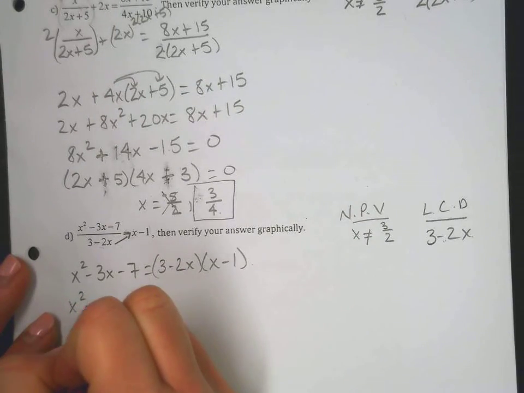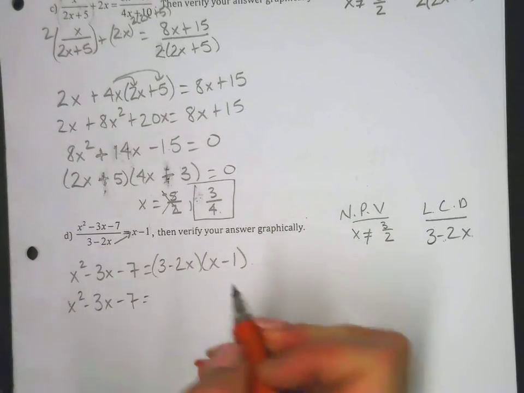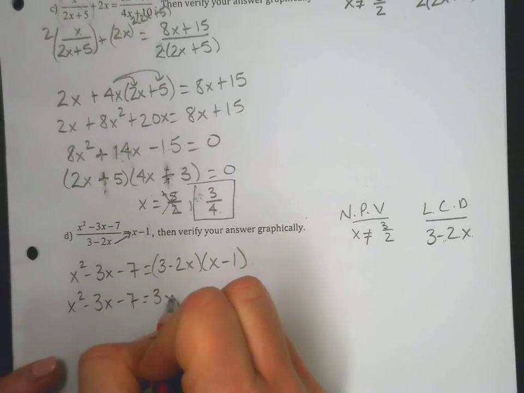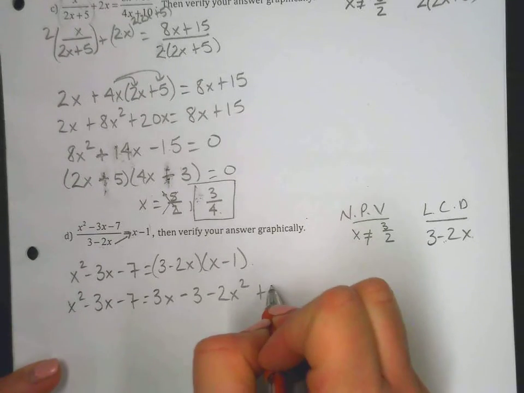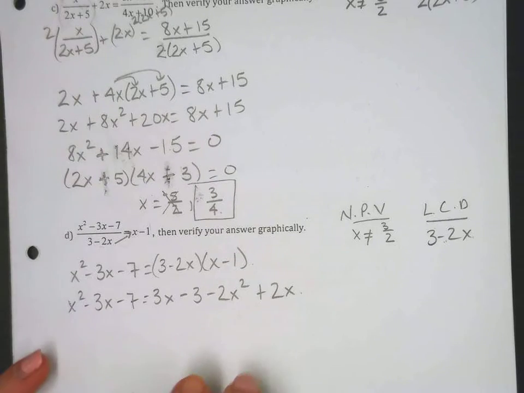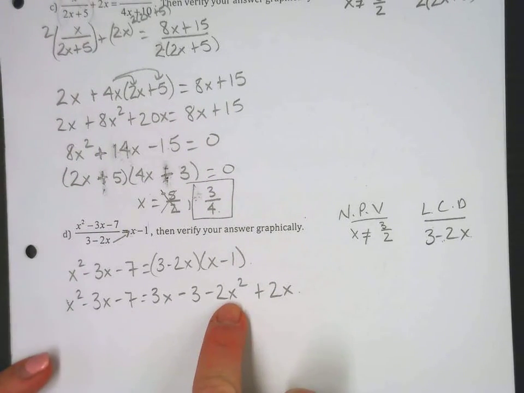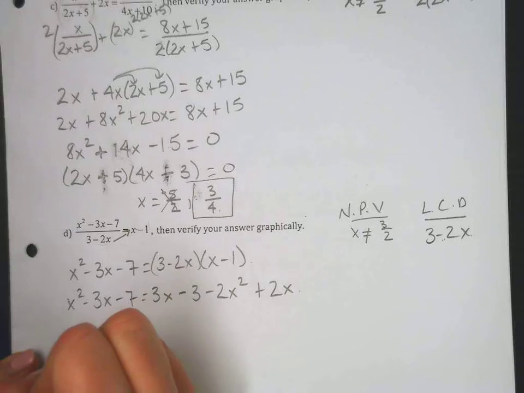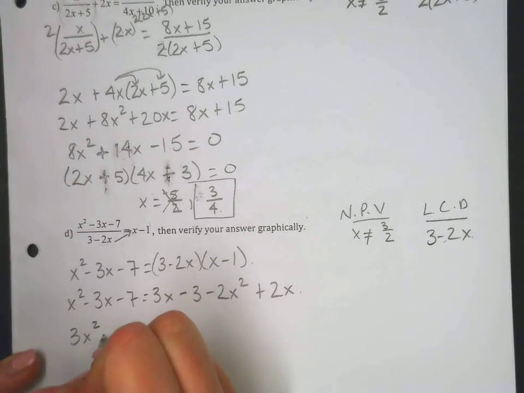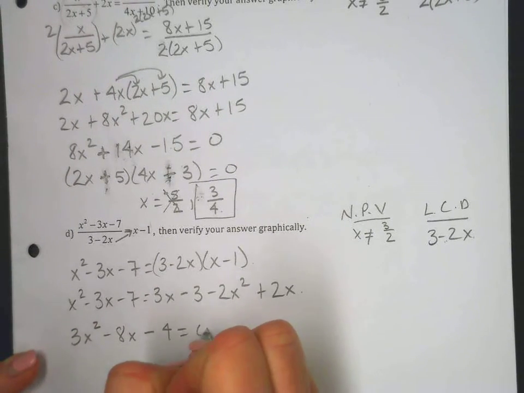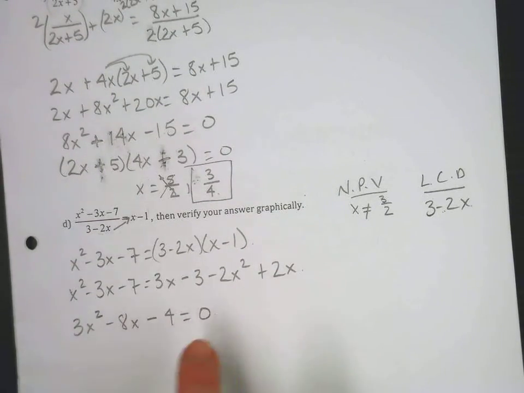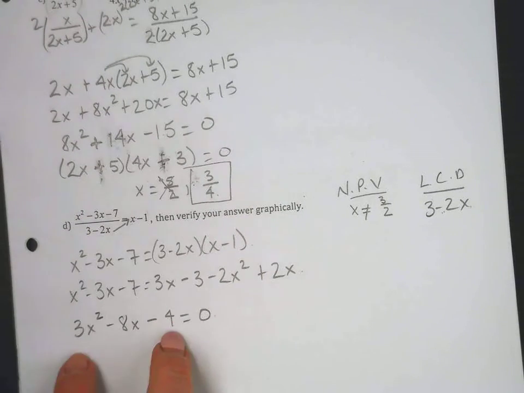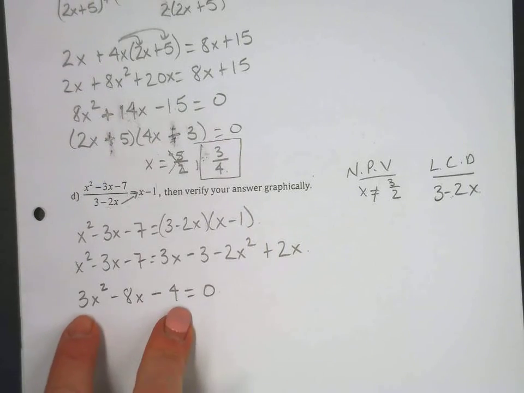I'm going to FOIL this out, so I get a 3x minus 3 minus 2x squared plus 2x. We're going to move everything to the left side of the equation just so that we're working with a positive x squared. So this works out to 3x squared minus 8x minus 4. So again, we're going to look to see if we can factor this. After spending about 15 seconds or so, I see that it cannot be factored. I have to resort to the quadratic formula.